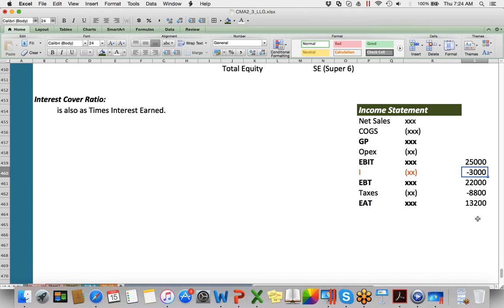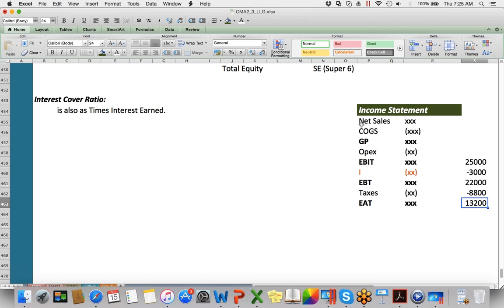You are paying an interest of 3 million to the bankers who gave you the loan, and you are taking home 13.2 million, which can be used to repay the loan installments. You can purchase some assets, you can retain some amount of profits in the business, and you can even pay dividends to the shareholders. It's a good sign. Banks will ask you, do you need any support? You need more loans? Let me know. We are there for you.